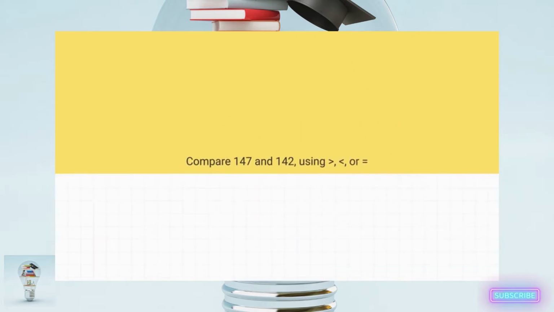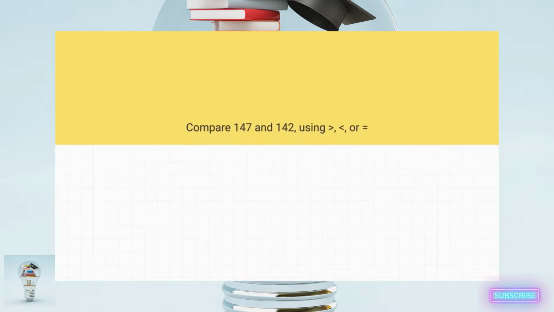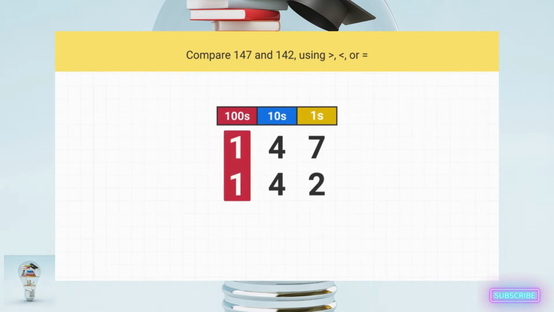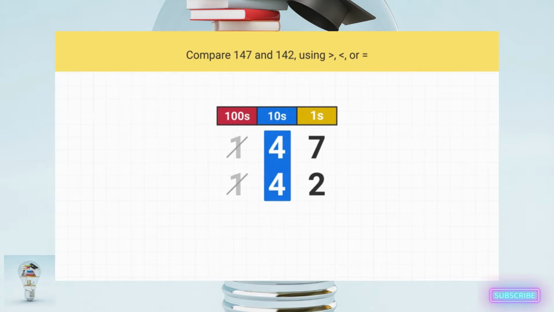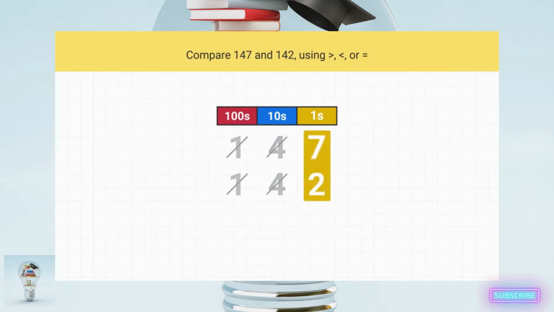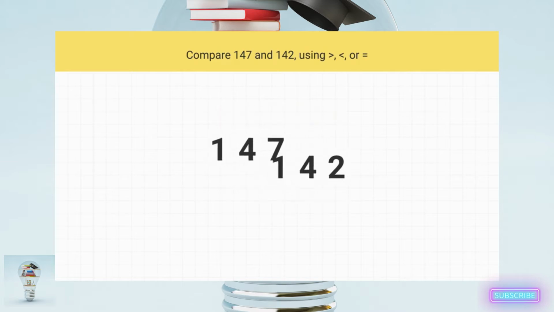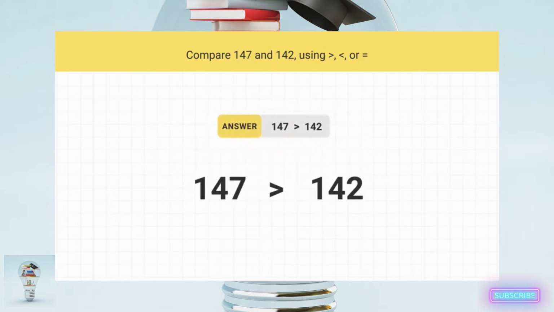Compare 147 and 142 using the greater than, less than, or equal to symbol. We can line up these numbers and start comparing. Both numbers have 100. Both numbers also have 4 tens. However, 7 ones is more than 2 ones, so this number, 147, is the larger number. We can write this comparison using the greater than symbol. 147 is greater than 142.